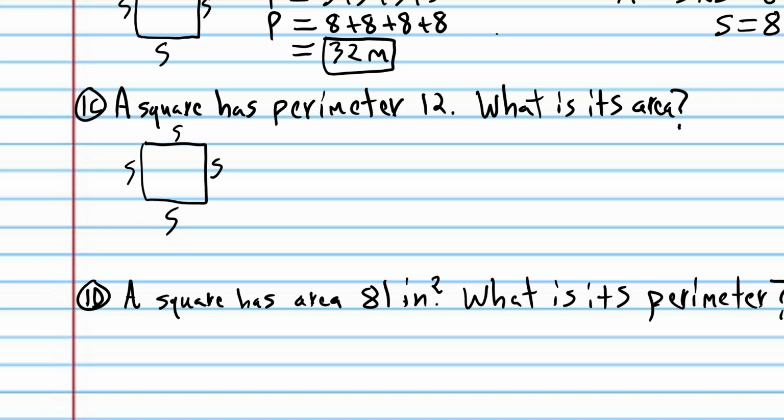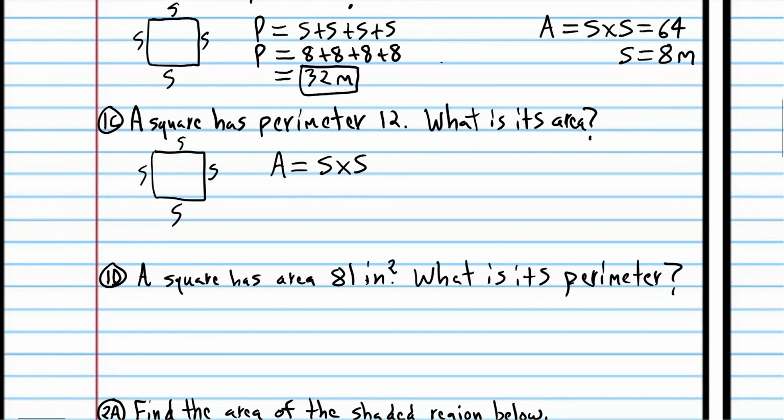And we want to find the area, which is S times S, length times width, but we can't find area because we don't have the side length. We don't have S, but we know the perimeter, which is the sum of all the sides. That's equal to 12.